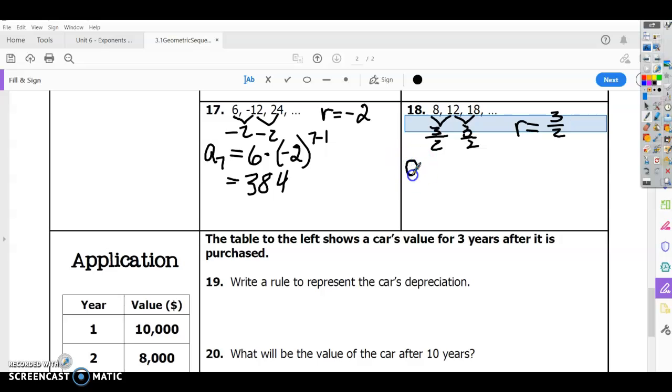We're looking for the 7th term. We plug in the first term times our common ratio raised to the n minus 1. 7 minus 1 is 6. I'm going to do 3 halves in parentheses raised to the 6th power, and then multiply that by 8. When you do that, you're going to get 91.125. So that would be your 7th term in this sequence.